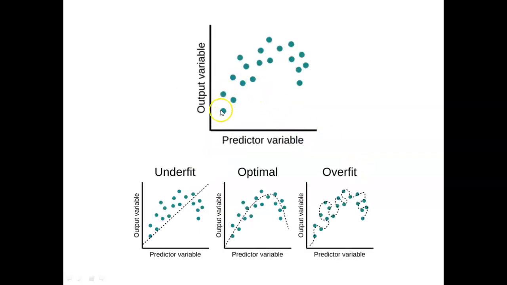So overall, we have this top data set, and we have an underfit model, an optimal model, and an overfit model. You can see all three of them here. Clearly this optimal model has identified a trend, but it does have a little bit of error associated with it, but that should be expected.